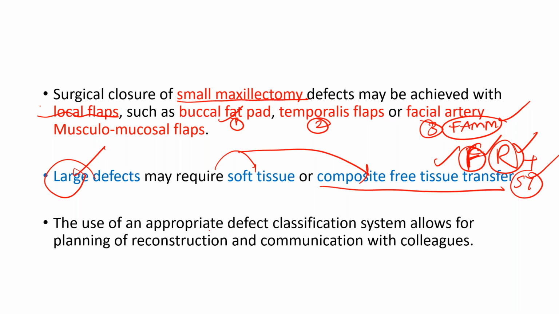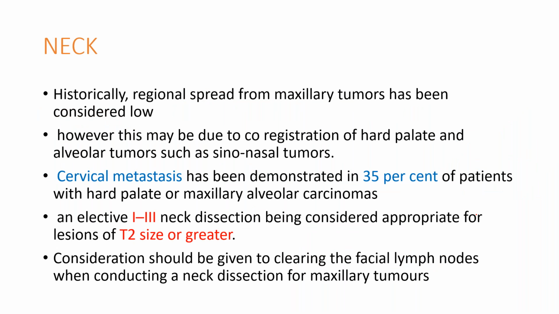The use of an appropriate defect classification system is there. Of course, this is not going into the details of this chapter. So defect classification of the upper jaw is there; for PG level, it will be taught. So how would you manage the neck? Regional spread from maxillary tumors.